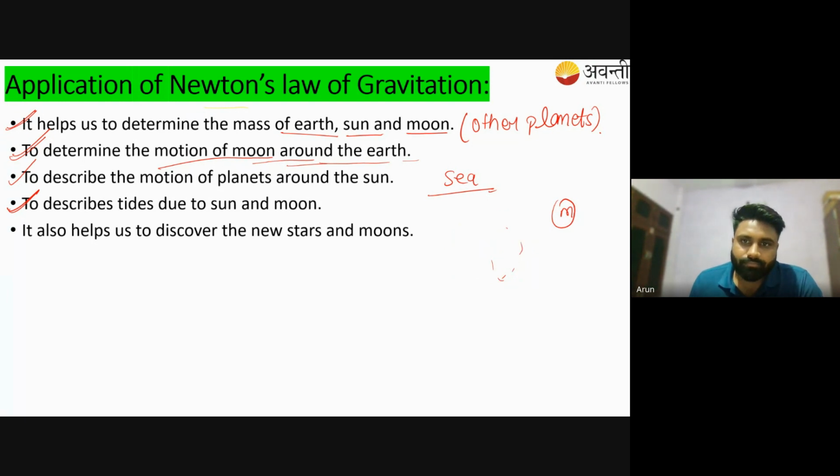So now the next application is, it also helps us to discover new stars and moons. This is not in your syllabus, but if you take an expensive telescope and observe the planets in the night, you will find some new stars and moons there, definitely. Got it? And you will name them according to you.